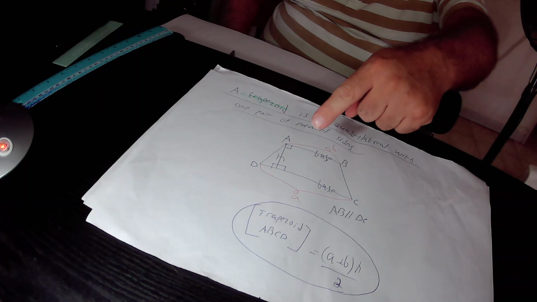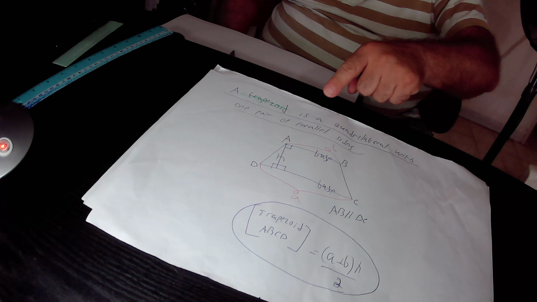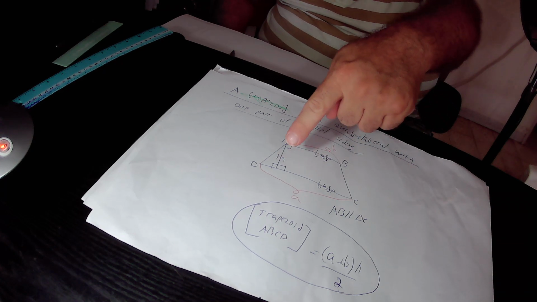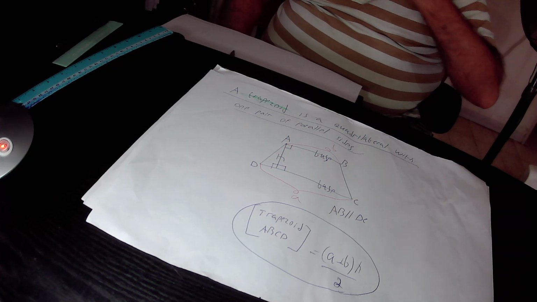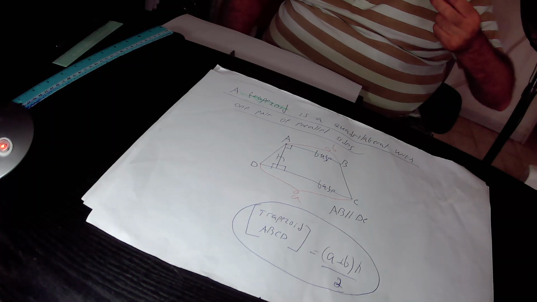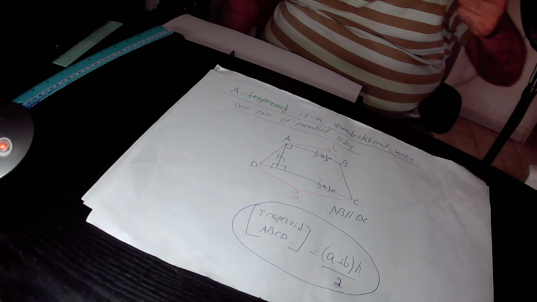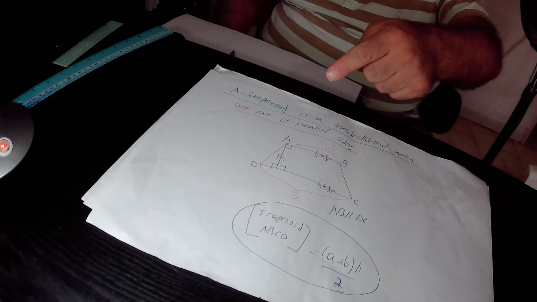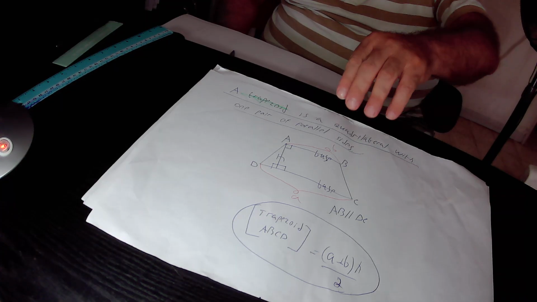The height H must create 90 degrees with the two parallel bases. You can see here that the height H creates 90 degrees with the base AB, and the height H also creates 90 degrees with the base DC. So, again, a trapezoid is a quadrilateral with one pair of parallel sides, and the area of a trapezoid equals the sum of its two parallel bases times the height over 2. The height must create 90 degrees with the two parallel bases.